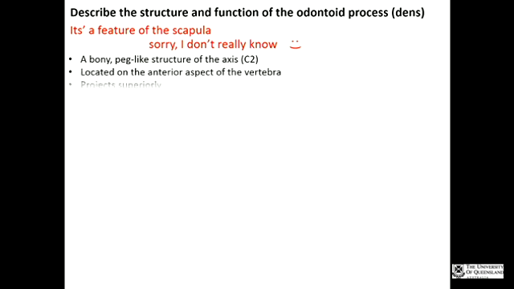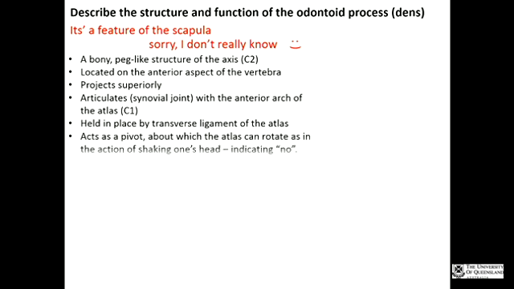You still get nothing. What you might think of as an answer would be something more like: a bony peg-like structure of the axis, C2, located on the anterior aspect of the vertebra, projects superiorly, articulates via a synovial joint with the anterior arch of the atlas, C1, held in place by a transverse ligament of the atlas, acts as a pivot about which the atlas can rotate, as in the action of shaking one's head, indicating no. Now, there could obviously be subtle variations on the theme, but that would have pretty much the basis that I'm interested in covered.